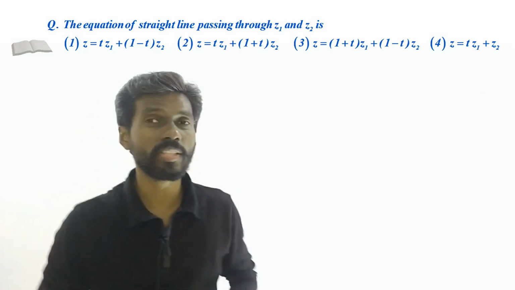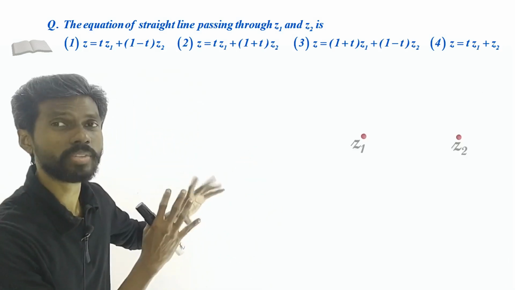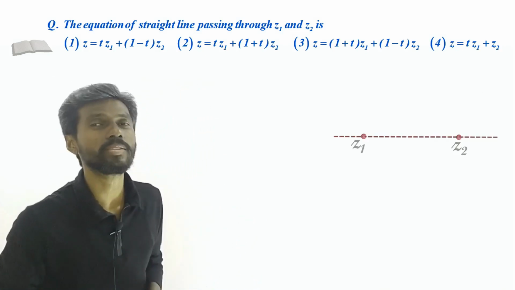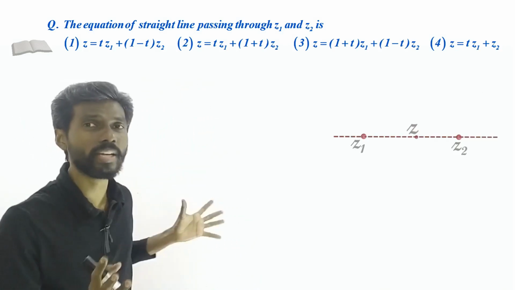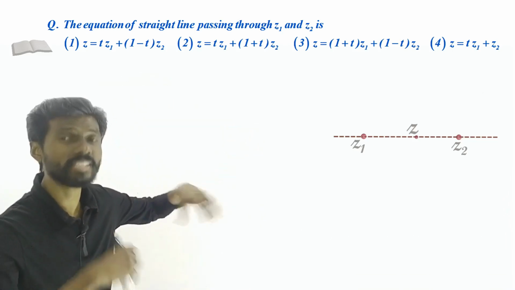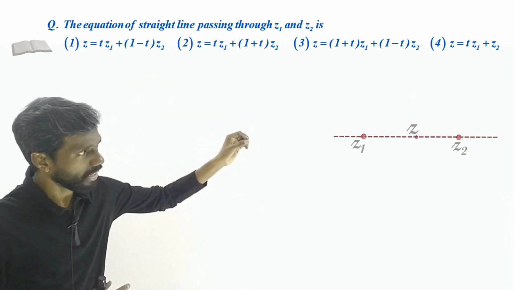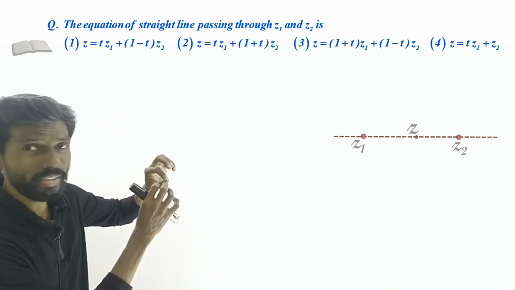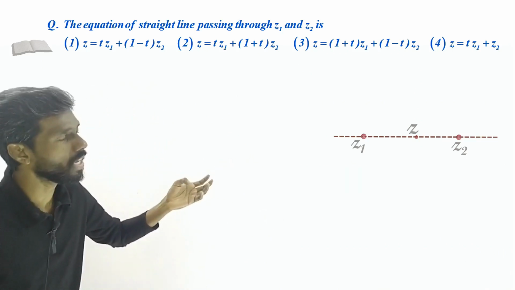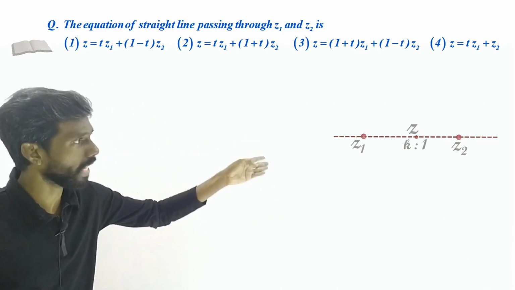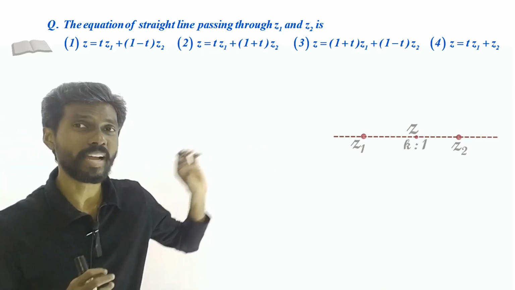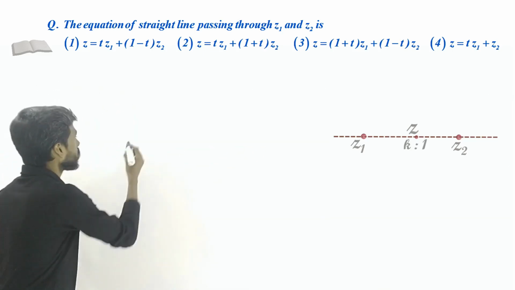Here 2 points are given, z1 and z2. We have to find the equation of the straight line passing through these 2 points. So we have to find the condition satisfied by a general point z on the straight line. That condition is called the equation of the straight line, right? So let us take a point z, a general point on the straight line. Now this point lies on the line, so this point divides these 2 points in some ratio, right? We take that ratio to be k is to 1. Now we can use the section formula to find that point z.